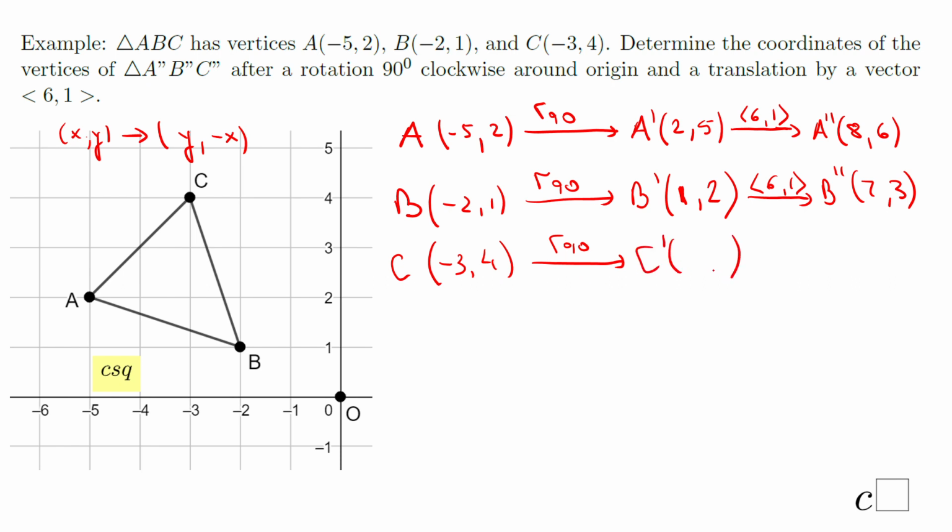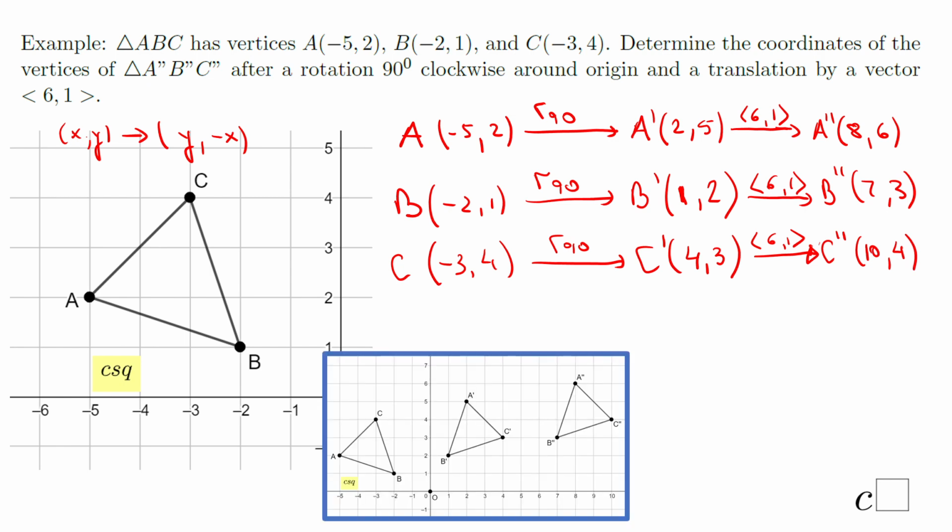Again, switch. So we're going to have 4, and then the x, change the sign, make it +3 in this case. Two things here. 6 and 1 is the vector, so we have C second. 4 plus 6, that is 10. 3 plus 1, that is 4. So we have here this transformation.